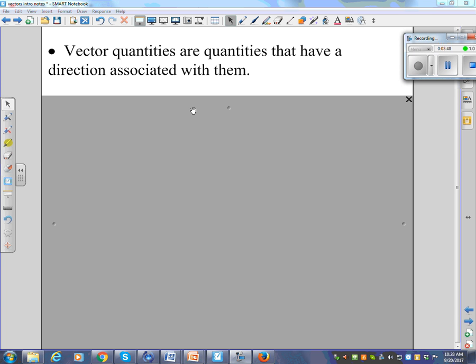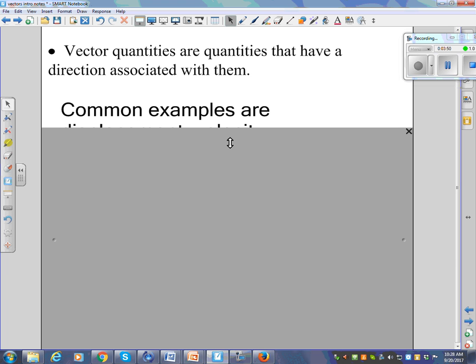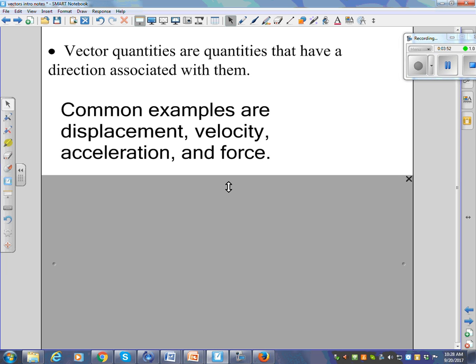I'll give you some examples. Common examples are, these are the big four I call them: displacement, velocity, acceleration, and force. Those are the big four when it comes to vectors. Displacement is how far you've gone in what direction. I walked 1, 2, 3, 4, 5 steps to the right. That's my displacement, to the right.